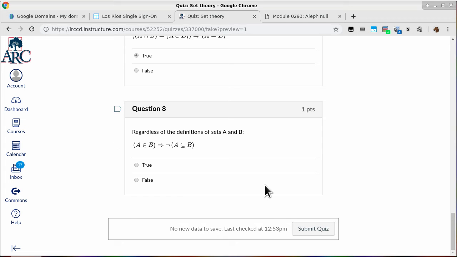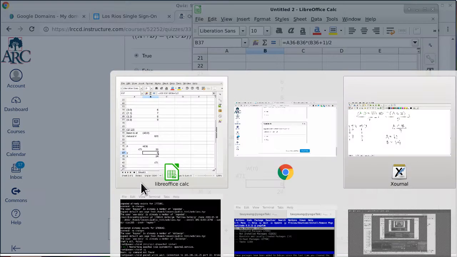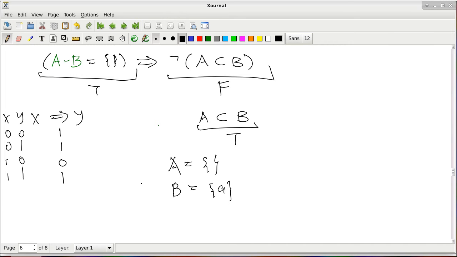So the answer is false here, and I'm going to go back to the other slide to give you an example. Oops, not this. There. Okay, so this will actually, no, this is not going to work. So I can make A equal to, let's say, just lowercase a. I can make B having lowercase a, but also the set that only has a in it. That will make both conditions true.